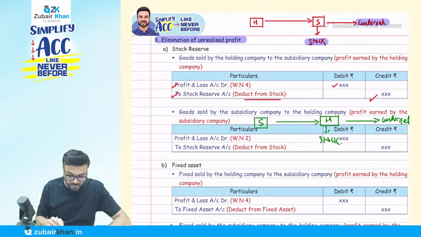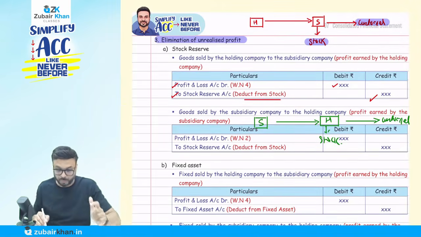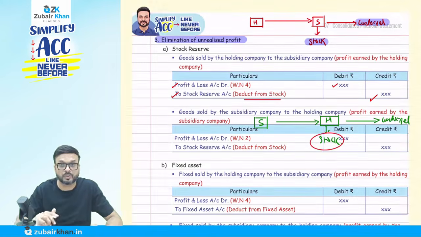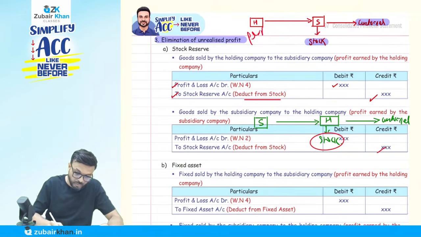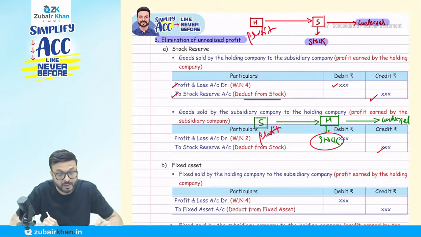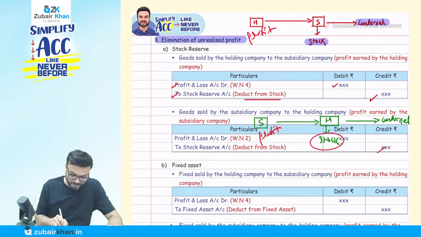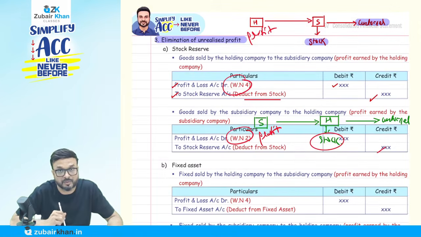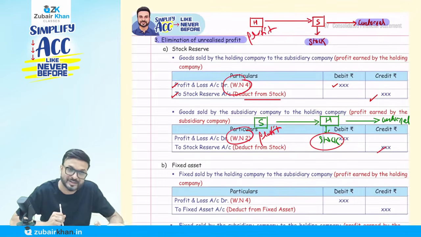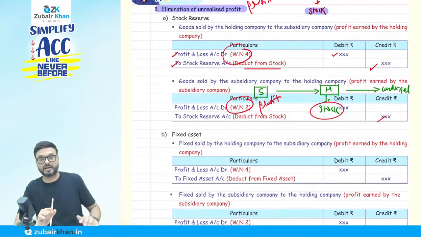So again, the value of the stock will be reduced by the profit component in that stock which was sold by the subsidiary to the holding company. But who made the profit here? The profit here was made by the subsidiary company. If the profit is made by the subsidiary company, that is not working note 4 but working note 2, the analysis of profit of the subsidiary company. So profit made by the holding company goes to working note 4, and profit made by the subsidiary company goes to working note 2. It is so simple.